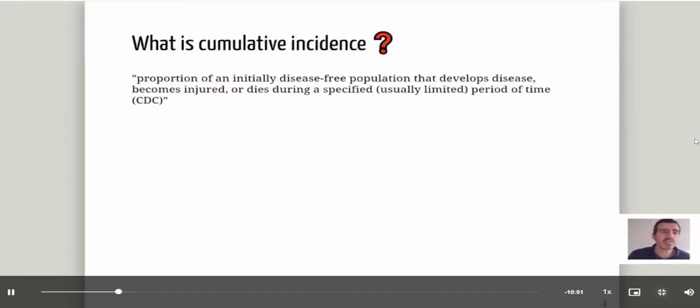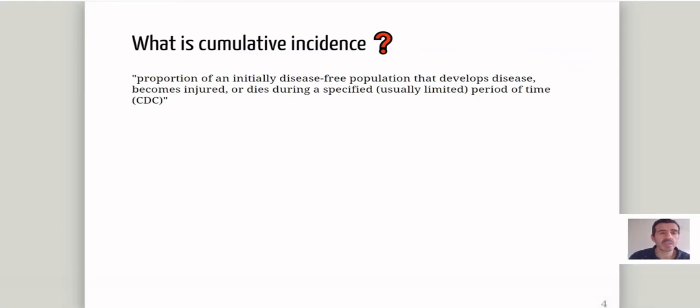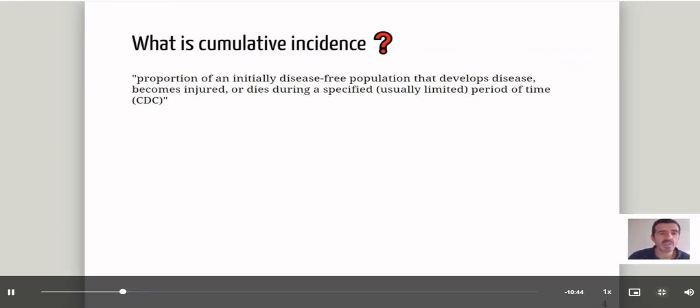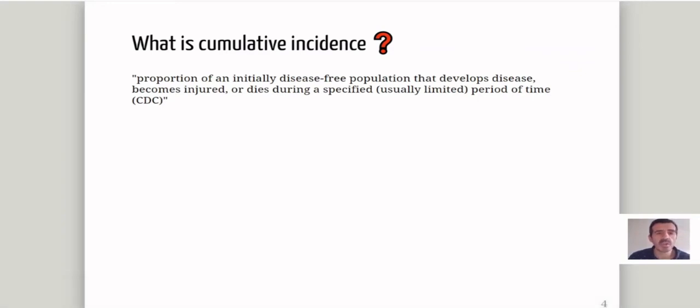So the cumulative incidence is the proportion of a disease-free population that becomes injured or diseased during a specific period of time. A useful way to think about cumulative incidence is the probability of developing disease, or any other situation, it can be death, in a stated period of time. Let me show you an illustration of the cumulative incidence.